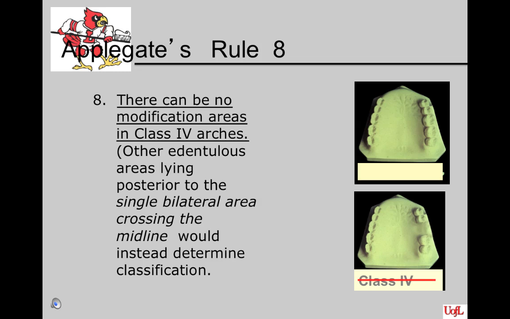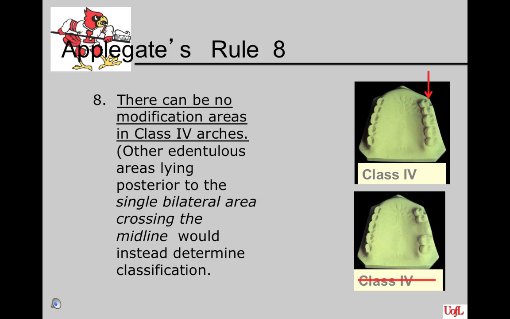Rule number 8. There can be no modification areas in the Kennedy Class 4 arch. In the upper picture, we have only one edentulous area, and if you describe it, it is a bilateral edentulous area anterior to the remaining natural teeth. This is our definition of the Kennedy Class 4.